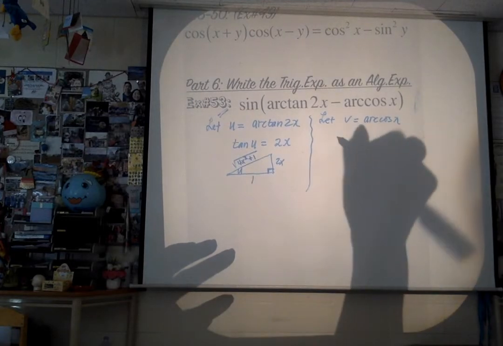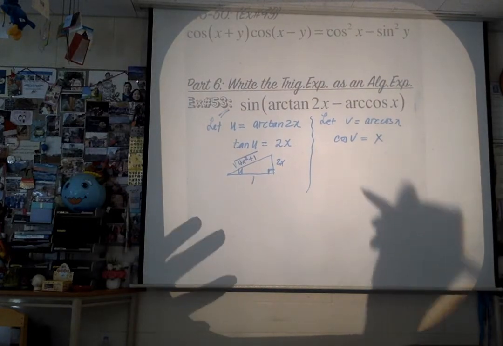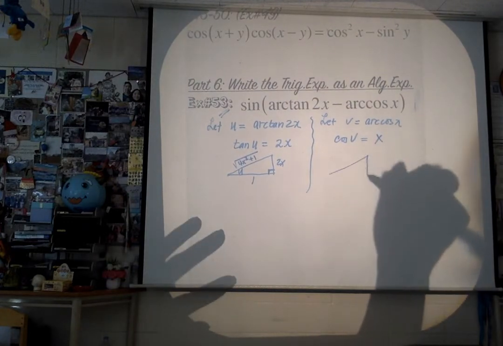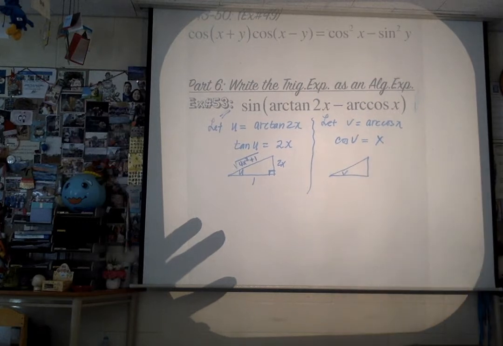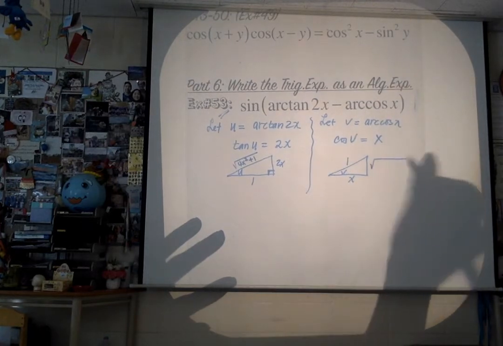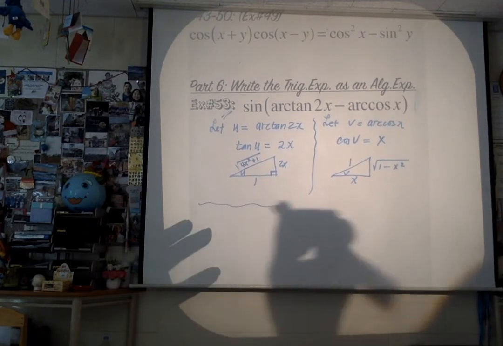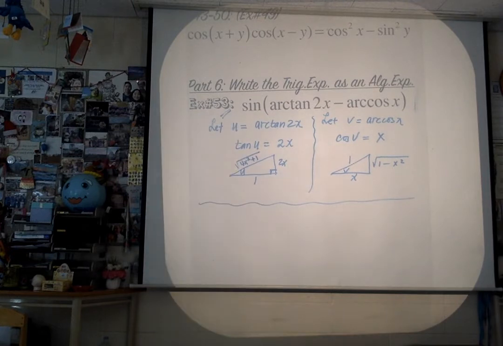That means cosine of v is equal to x, right? So try that triangle now. Draw it out again. Here is your b. It's x over 1. So what is this guy? 1 minus x squared. Okay, digest that a little bit. There's nothing new here, okay?